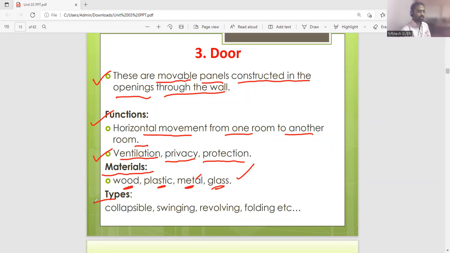Then types. Okay, there are different types of doors. This is collapsible door. Then swinging door, then revolving door, then folding door. Folding you must know. Okay, the panel is folded like this. Then swinging means it swings like this, whatever your door is, this is a swinging door. Revolving means, okay, I will draw the diagram.